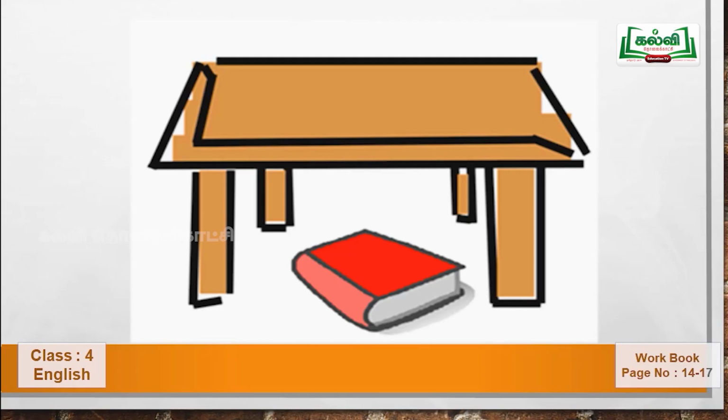Children, what is this? It is a table. Where is the book? It is under the table. Here, under is the preposition. Children, now let us see some of the prepositions in our textbook.